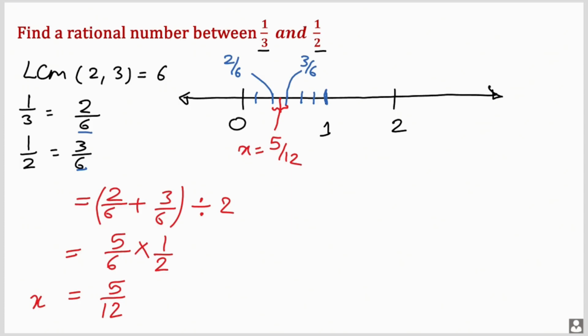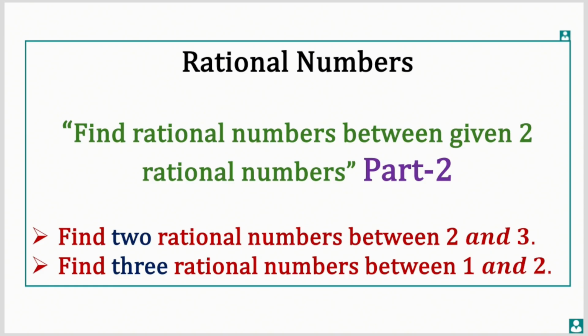So in this video we have seen how to find a rational number between two given rational numbers. In the next video we will see how to find 2 or 3 rational numbers between two given rational numbers.